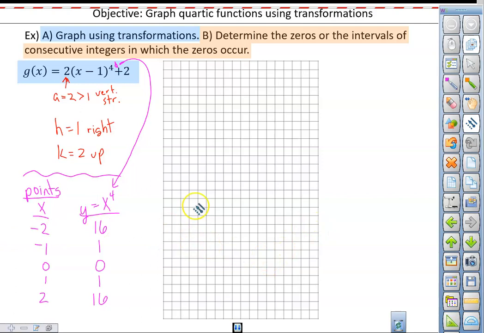X-axis, I want to use a 1-unit scale. My other option is a half-unit scale. If you wanted to do that, you could. So I'm going to drop this down pretty low because even if I use a scale of 2 units, I'll need at least 16 squares, plus I have to go up 2, so that's actually 17 squares above. So I'm going to drop this down pretty low.